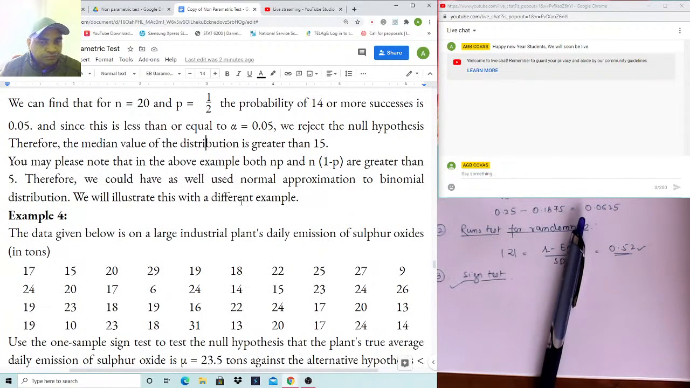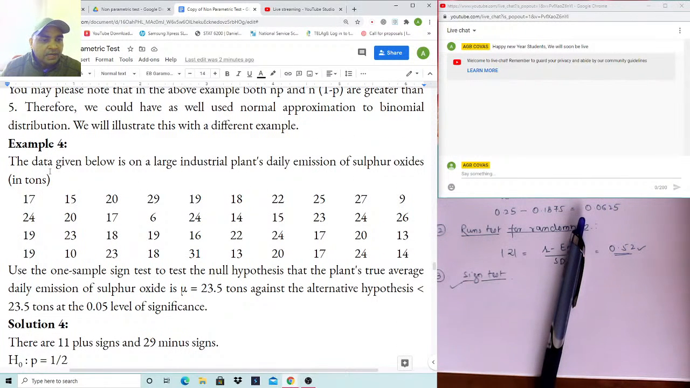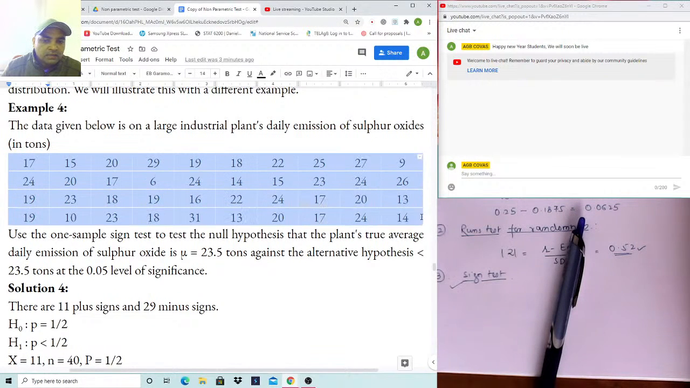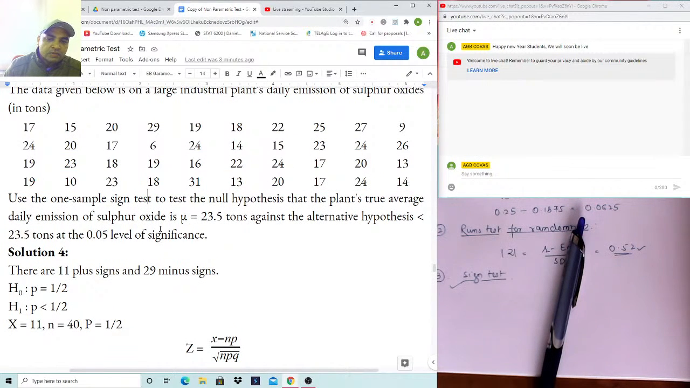Then here we can also use the approximation to the normal distribution, which we will see in this example. Say, for example, the data given below is on a large industrial plant's daily emission of sulfur oxide in tons. Use the one sample sign test to test the null hypothesis that the plant's true average daily emission of sulfur oxide is 23.5, and its alternative is that it is less than 23.5.